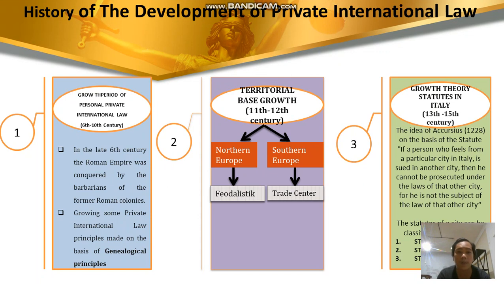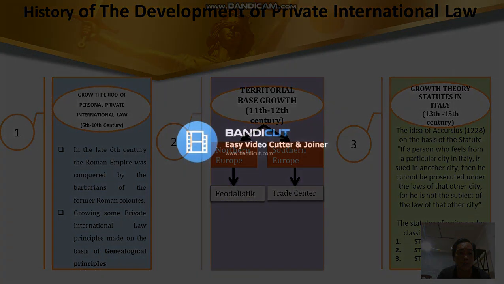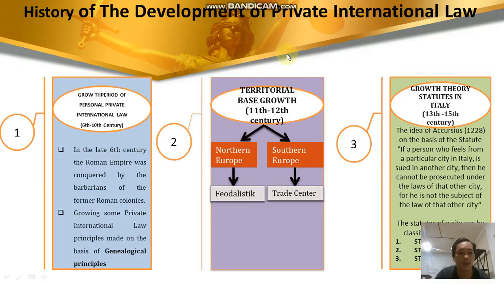Prehistory of the development of private international law. One, growth of personal private international law, 6th until 10th century. In the late 6th century, the Roman Empire was conquered by the barbarians of the former Roman colony.